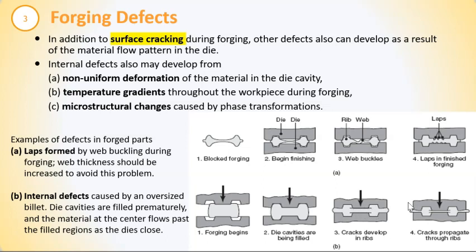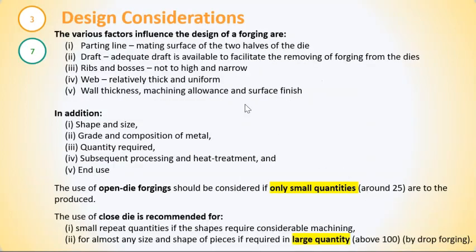And for design consideration, forging has lots of parameters, starting from the design itself and also the type of material. Open die is usually for small quantity, and closed die, since it's high production, can be used for large quantity.